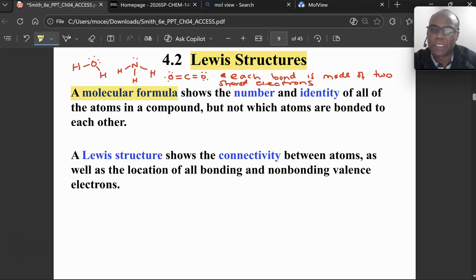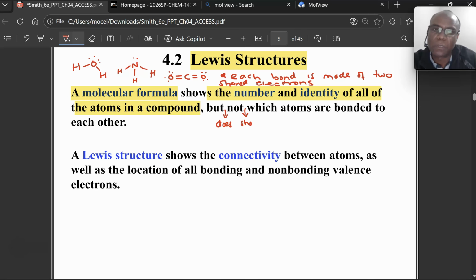A molecular formula only shows the number and identity of all the atoms in a compound, but does not show which atoms are bonded to each other. So what you're saying is this: the molecular formula is the representation of the elements making the chemical or the substance. For example, H2O for water. So the molecular formula for water is H2O.